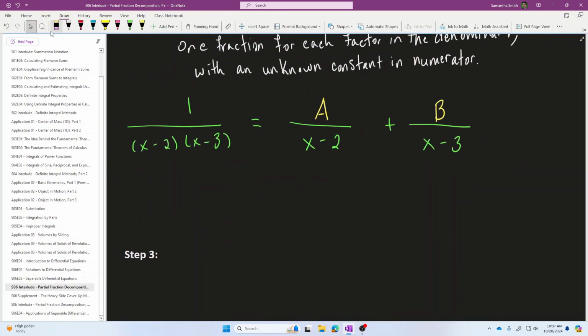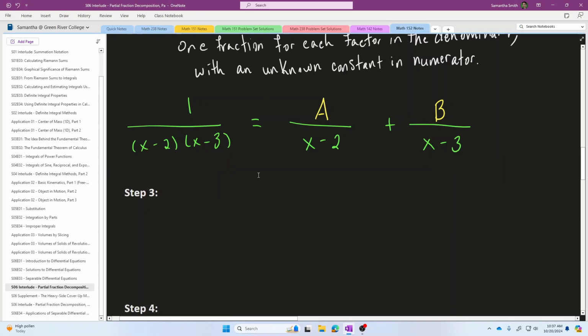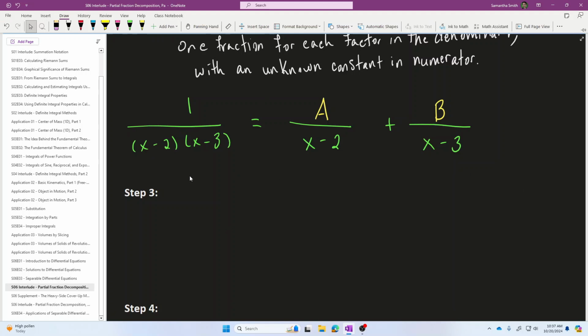So step number 3 to that end is to take this equation that we've just written down here in step 2 and multiply both sides of the equation by the least common denominator to clear the fractions.